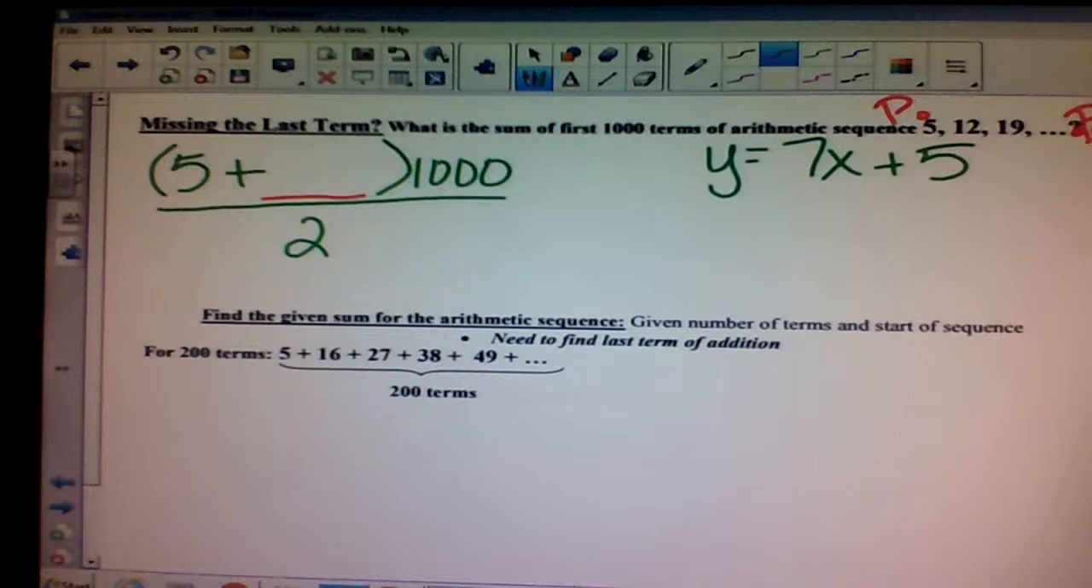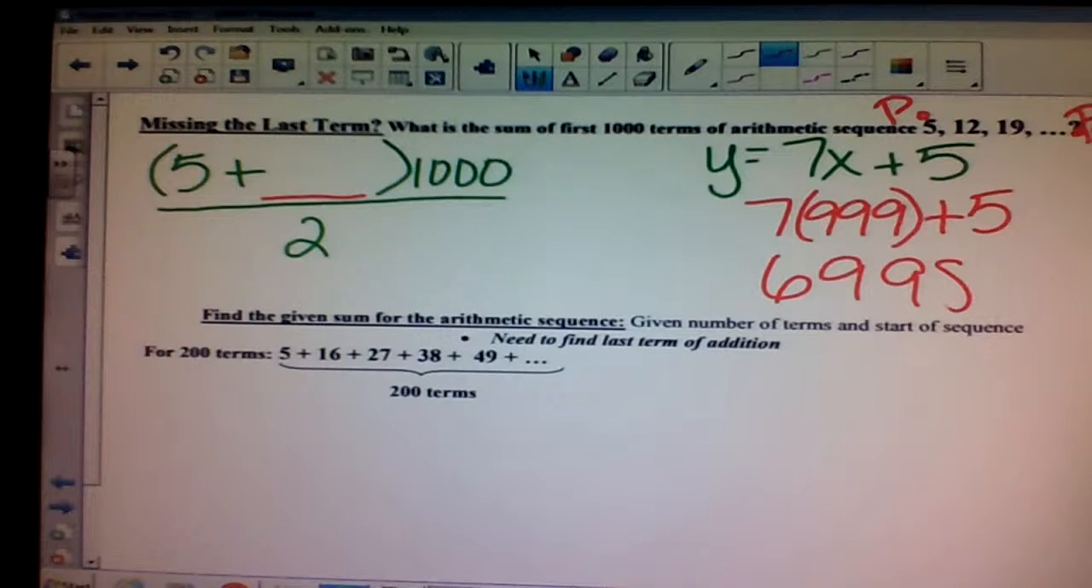So I now know what position it's going to be in. So I plug in 999 and I add 5. When I do that, what is my last term? What value is in the 999 spot? 6,998. 6,998.